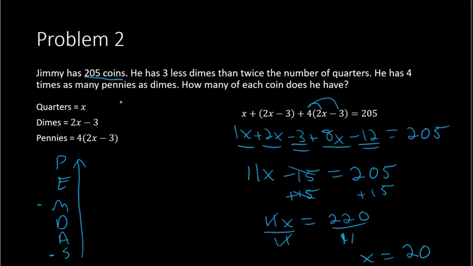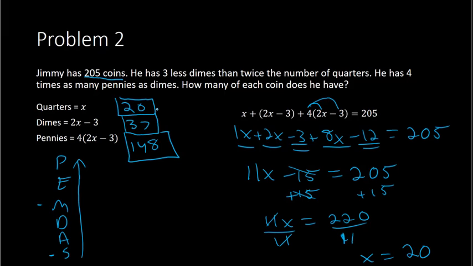So x is 20, which is the number of quarters. The number of dimes is 2 times 20 minus 3. 2 times 20 is 40. 40 minus 3 would be 37. So there's 37 dimes, and then 4 times that amount of pennies. So 4 times 37, that would give me, 28 to carry the 2, 148.